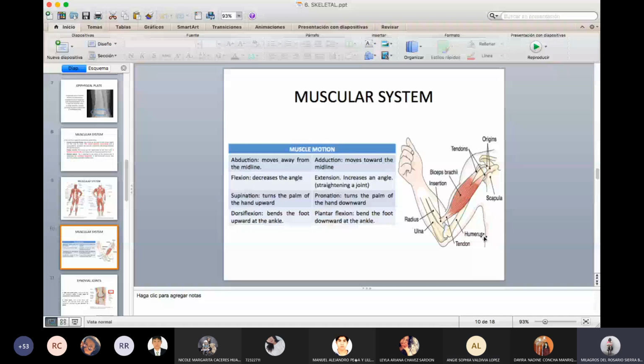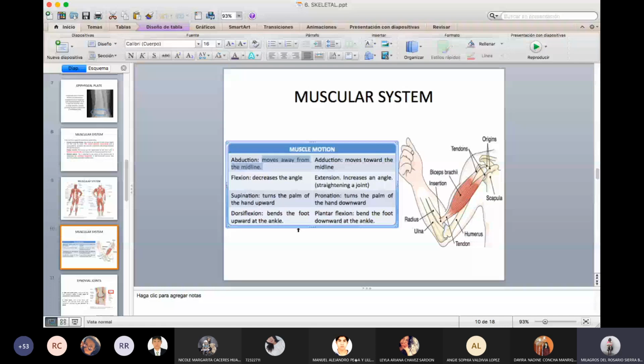So abduction is when you move away from the midline of the body, and adduction is when you move it toward the midline. Then supination and pronation, for example, when you turn the palm of the hand upwards, that would be supination, or when you're in a supine position, laying on your back, and in a prone position. I think that was also part of the exam. So when you're laying on your back, what is it called, prone position or supination? Who can tell me? Daniela Belén.